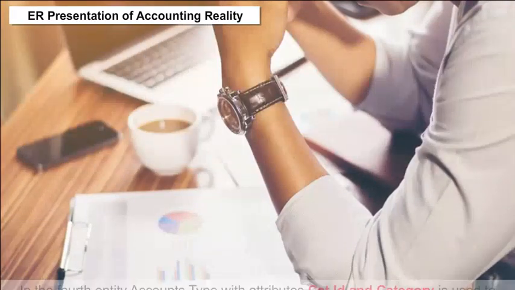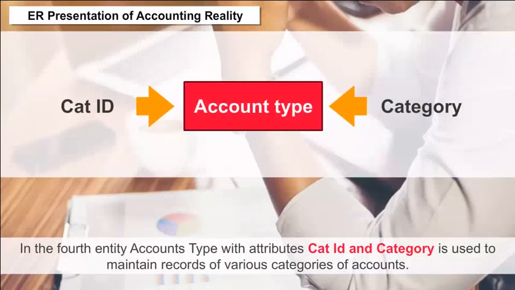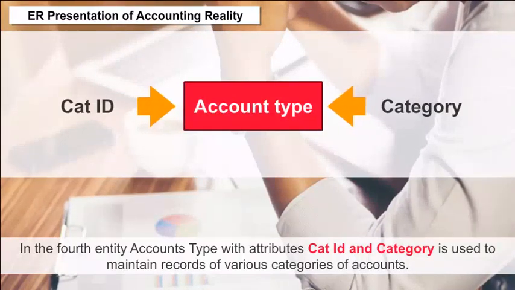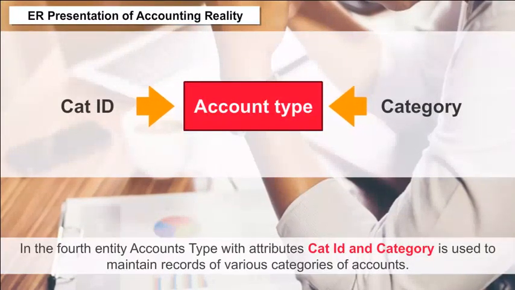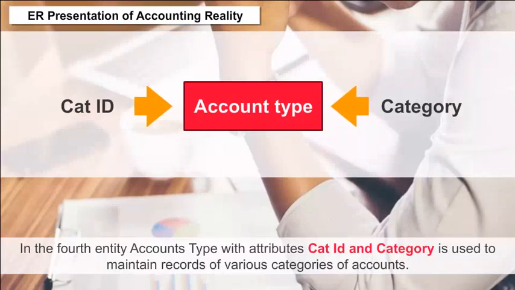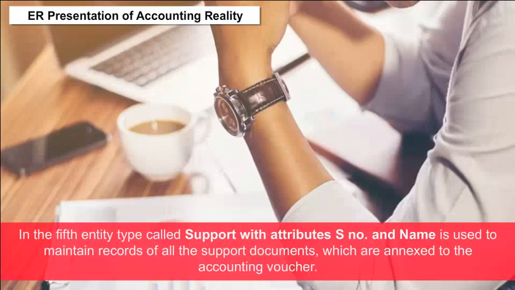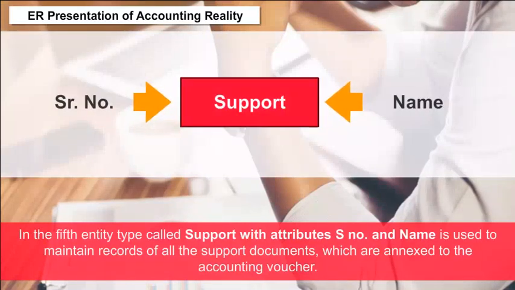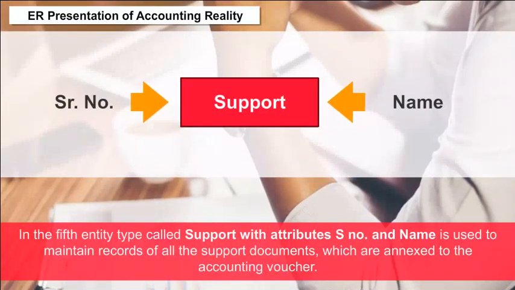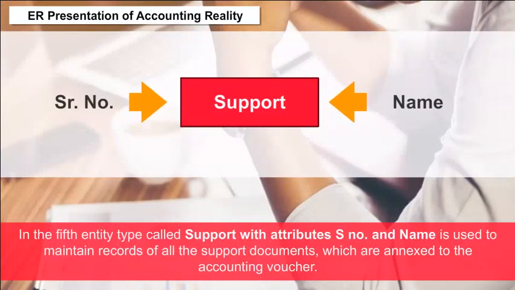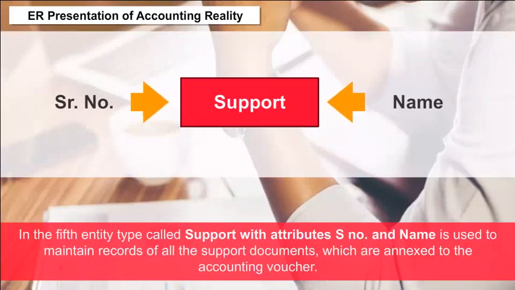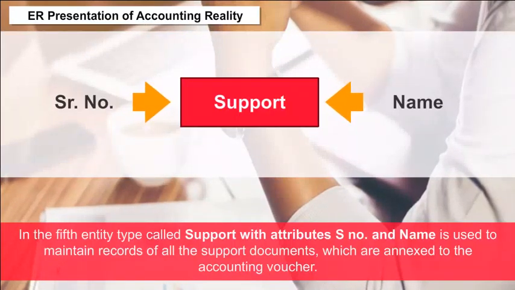In the fourth entity, account type, with attributes category ID and category, is used to maintain records of various categories of accounts. The fifth entity type, called support, with attributes serial number and name, is used to maintain records of all the support documents which are annexed to the accounting voucher.